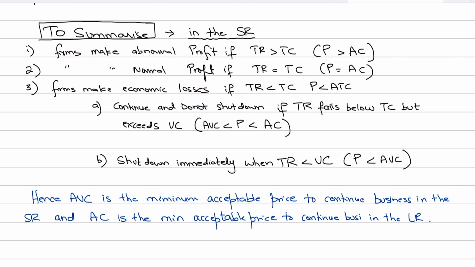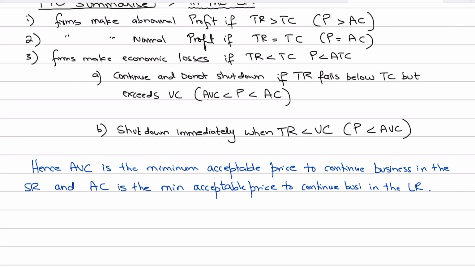So when this happens, total revenue will be below total cost, okay, but more than variable cost. But you should immediately shut down if your total revenue is less than variable cost. Total revenue less than variable cost means price less than average variable cost. So remember that average variable cost is the minimum acceptable price. If average variable cost, let's say, is $5, then P should at least be equal to $5 if the firm has to continue in the short run. Even if the firm is making economic losses, if P equals AVC, then it will continue production and will not shut down. So average variable cost is the minimum acceptable price to continue business in the short run. That was about the short run.